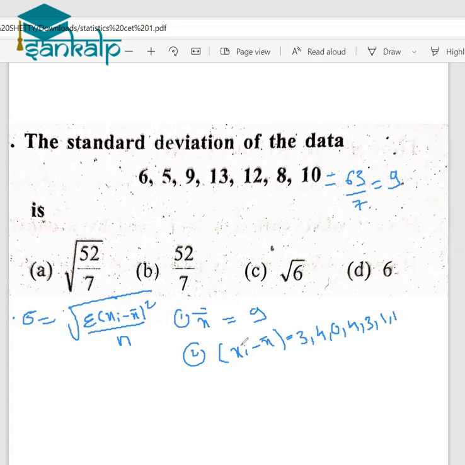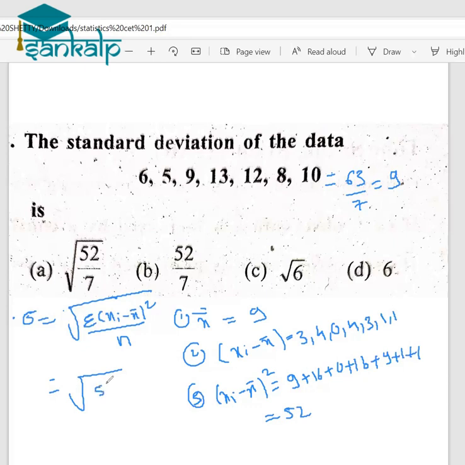Next step, we need to square these deviations, xi minus x bar whole square. When we square this, we get 9 plus 16 plus 0 plus 16 plus 9 plus 1 plus 1. On taking the sum of these, in the formula I'll substitute the sum of these values. The sum is equal to 52.